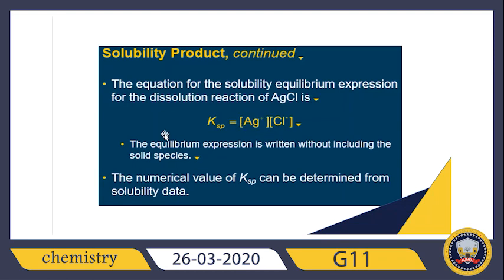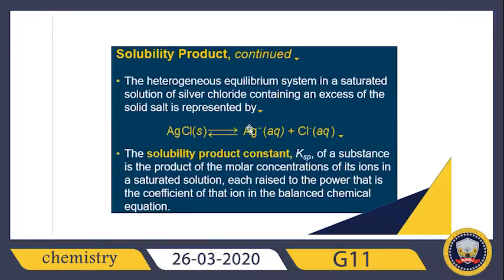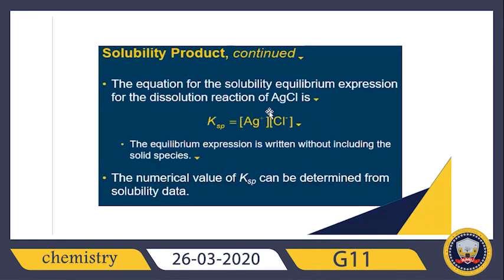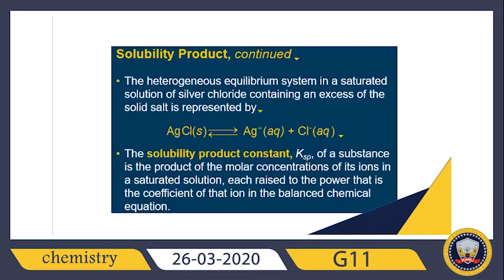Okay, so here, as you can see, we have 1 mole of silver and 1 mole of chlorine, so it will be raised to what? To 1. The concentration of each ion is raised to the power equal to its coefficient in the balanced chemical equation. And guys, here we can see that we didn't include what? We didn't include the concentration of HCl.